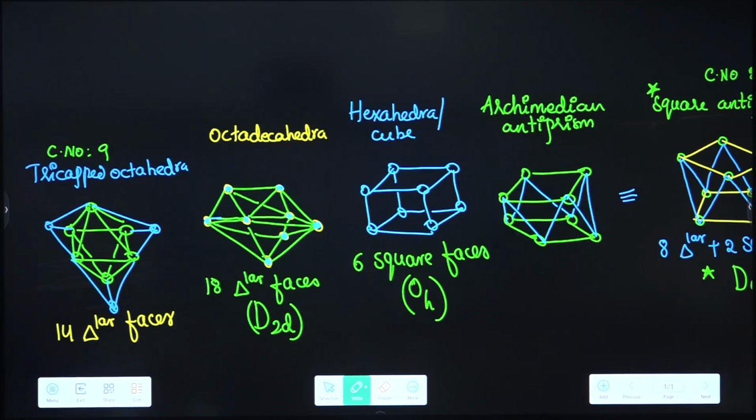Meanwhile, you start drawing, don't wait for me. You can draw coordination number 9, coordination number 10. 10 is tetracapped octahedra.